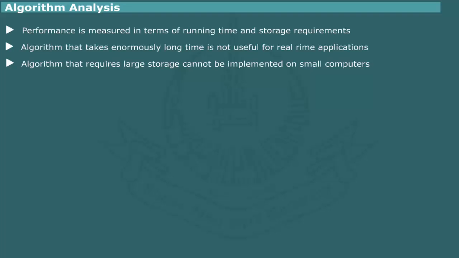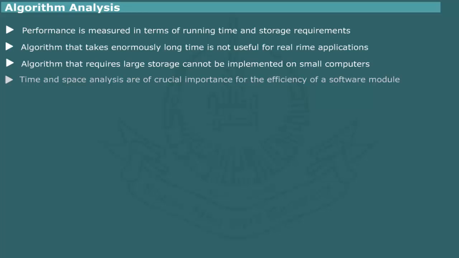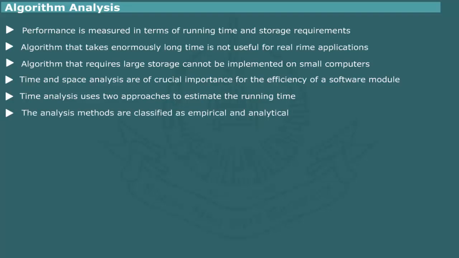Furthermore, there may be a trade-off between time and space requirements. Thus, both time and space analysis is of crucial importance in judging the efficiency of an algorithm. The time analysis uses various techniques to estimate the run time of an algorithm for a set of input values. Basically, two approaches are adopted, which are classified as empirical and analytical.